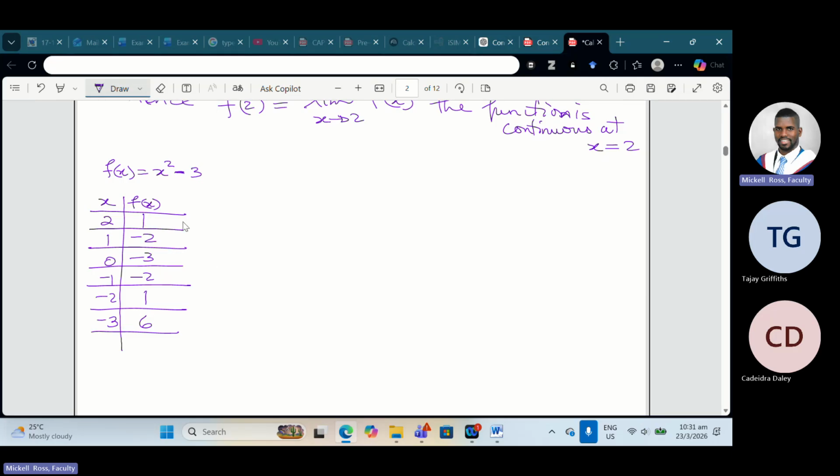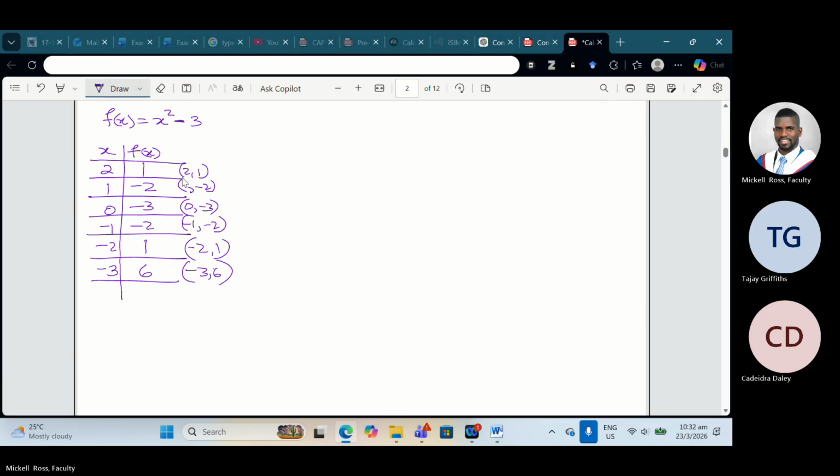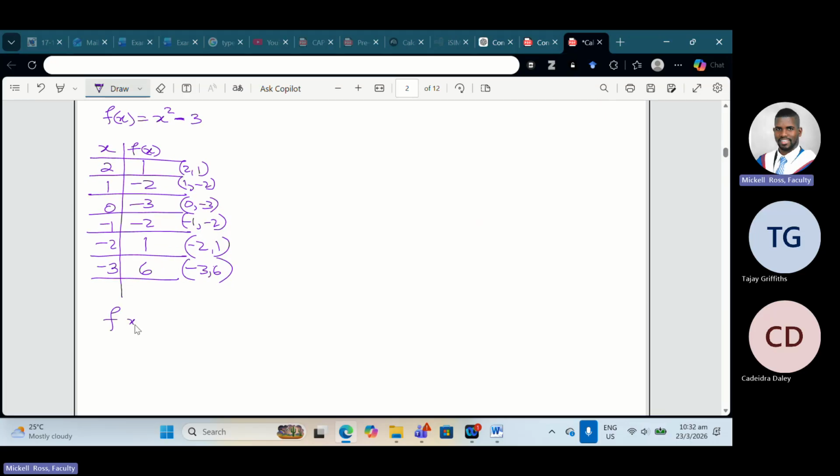So these are our coordinates that we're going to use: 2, 1; 1, -2; 0, -3; -1, -2; -2, 1; and -3, 6. We're going to use these coordinates to plot this graph. Now the other function: f of x is equal to 2x minus 3. Well, this one is a straight line, so we don't need a lot of points to draw it. To draw any straight line, you just need 2 points.